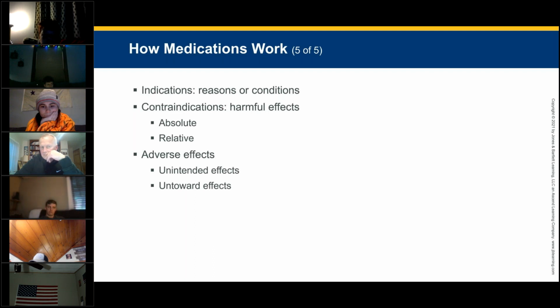So indications are reasons or conditions for which a particular medication is given, and a contraindication is the situation in which a medication would either harm the patient or have no positive effect. So indication is when we use it, contraindication is when we do not. There are absolute contraindications, which are situations in which a medication should never be given if the contraindication is present. And there are relative contraindications, which are situations in which the benefits of administering the drug would outweigh the risks.